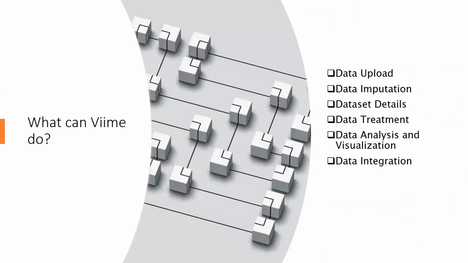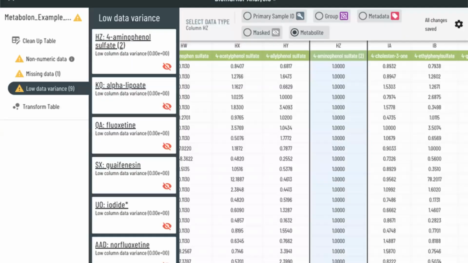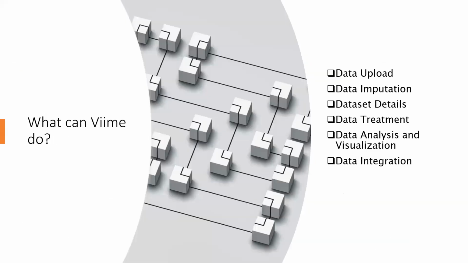So what can VIIME do? You get to upload your data, do data imputation, and get the data set. You can see the data set in details, that's after integrating your data from different platforms. You can see everything in detail. You can actually segment to see which one of these data is coming from. You can do data treatments, data analysis, and data visualization, sorry. And also you do the data integration.